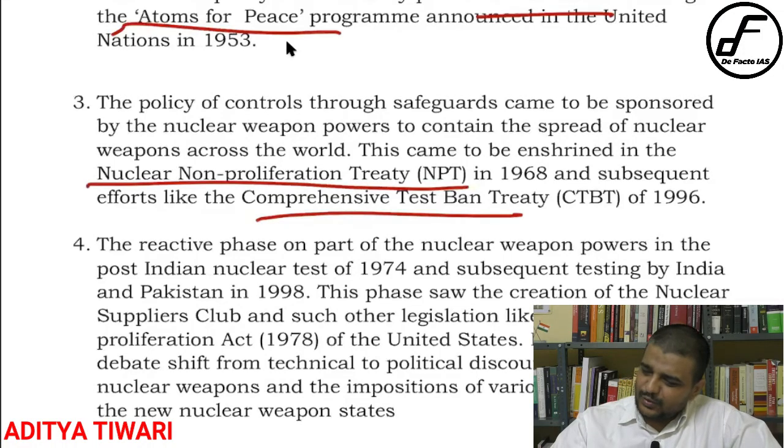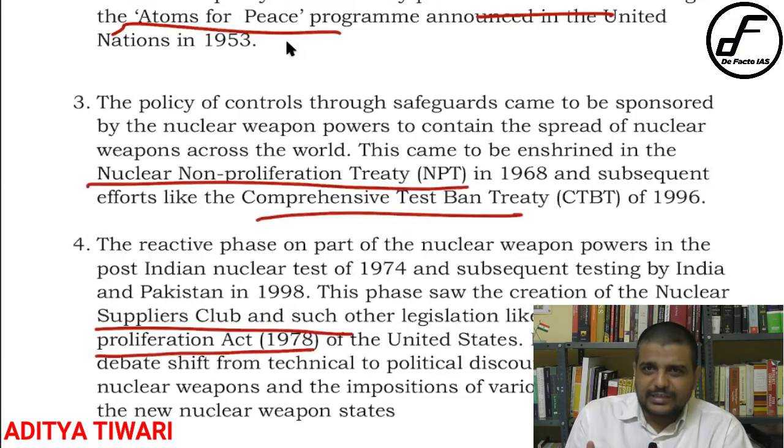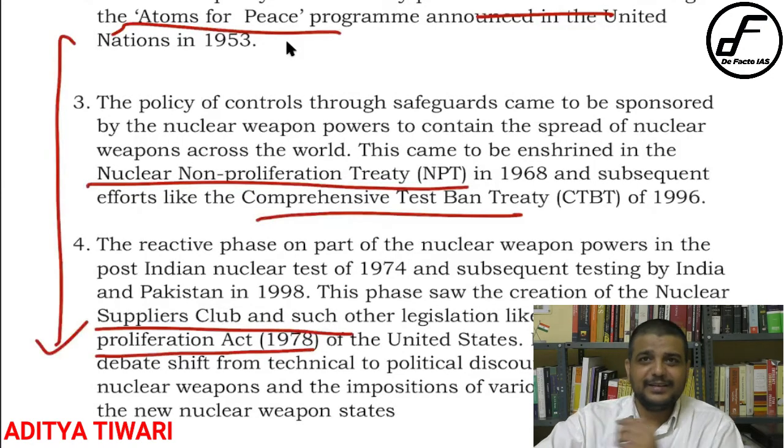So then we started controlling the supply mechanism. That is the Nuclear Suppliers Group, the Australia Group, right? Those mechanisms came into the picture. The purpose was to control the technology and the fissile material which leads to nuclear weapons. Understood, right? So these three phases have to be studied in very detail.